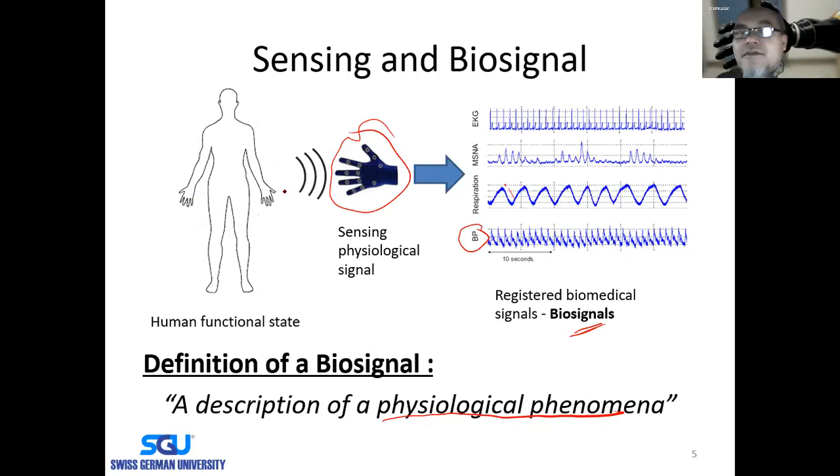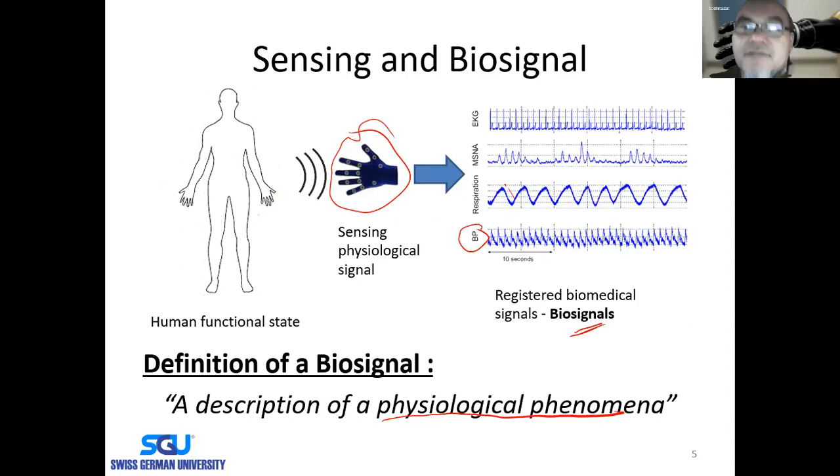But how do we describe these physiological phenomena? Later we will study in the history that in the past people used descriptive wording to describe these phenomena, for example in the form of sound: how the heart beating sounds. But those descriptions are usually very subjective and very temporary.